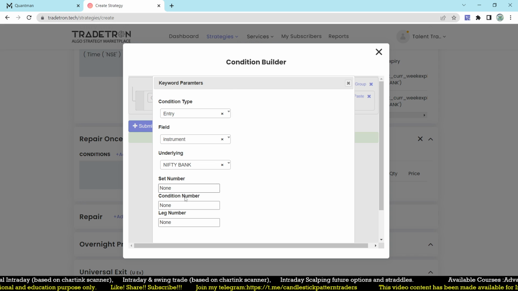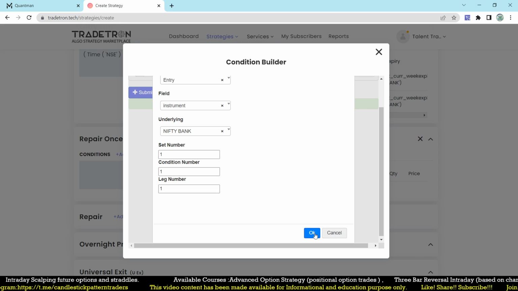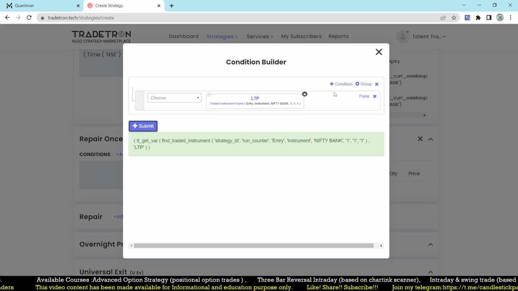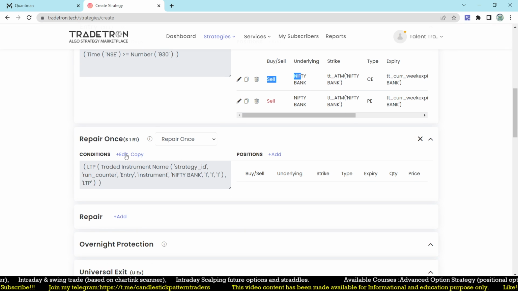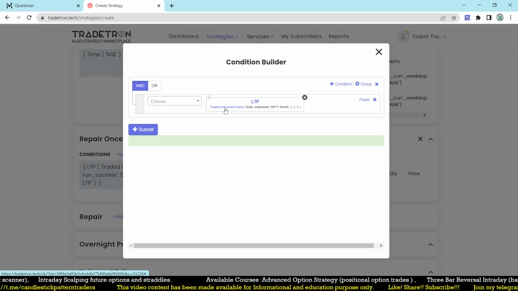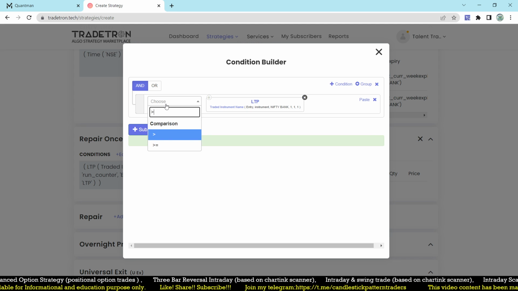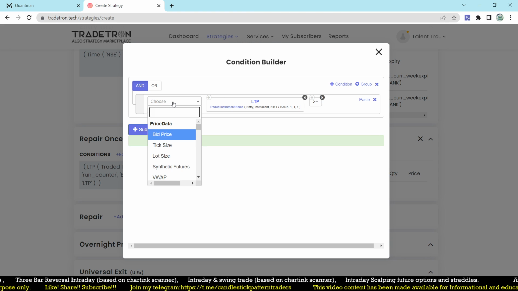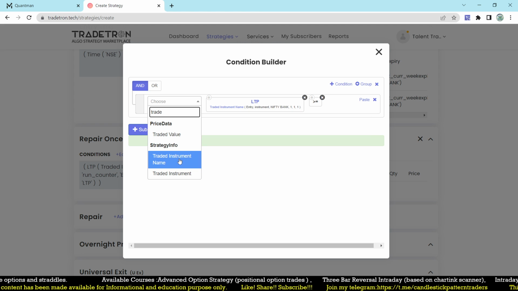I add Nifty Bank. And what was it, set number 1, condition number 1 and leg number 1? Let me show you. Here it is set number 1, leg number 1 and condition number 1, leg number 1. That means it coded the call, the traded instrument name LTP. This must be greater than or equal to the traded instrument.